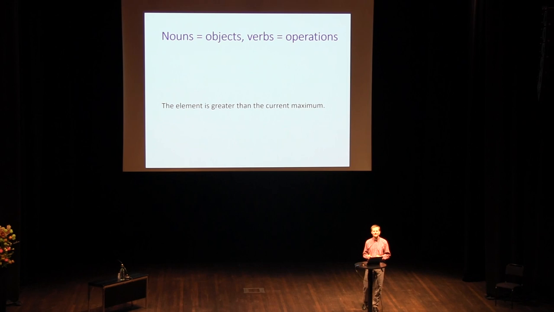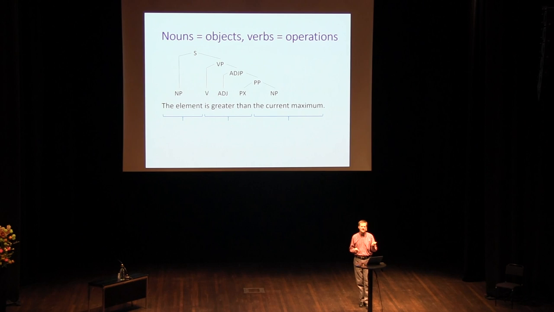So the first thing to do is to parse the sentence. This is the sort of thing that you might have done in primary school. This sentence is made up of a noun phrase and a verb phrase. It has other phrases down below it. The nice thing about this is now it tells us which parts of the sentence are nouns and which parts of the sentence are verbs.